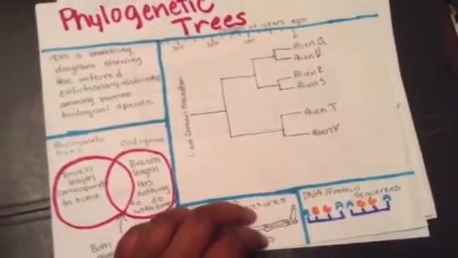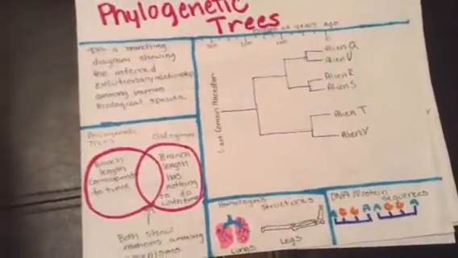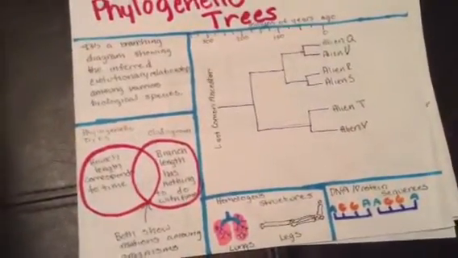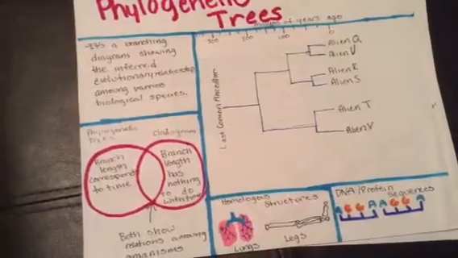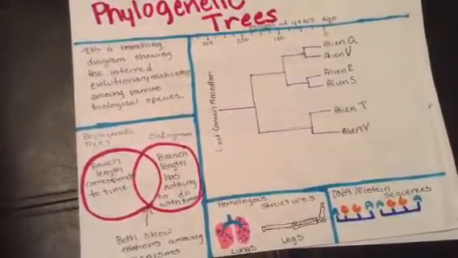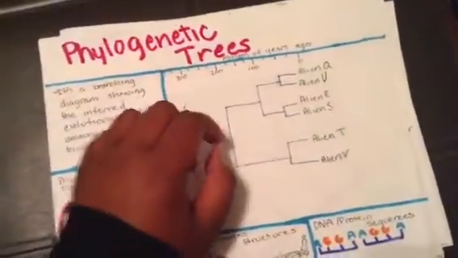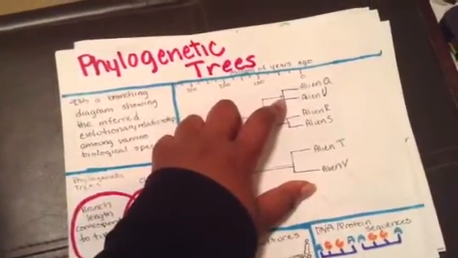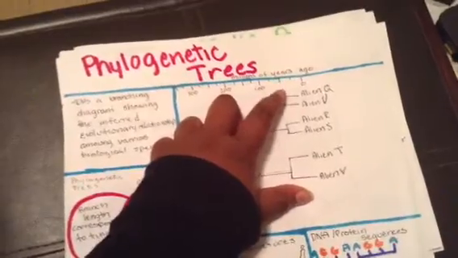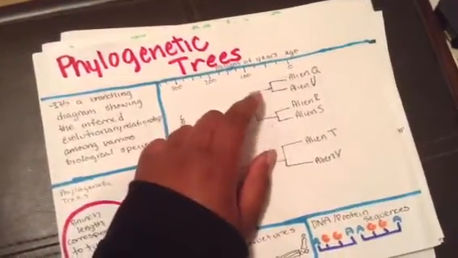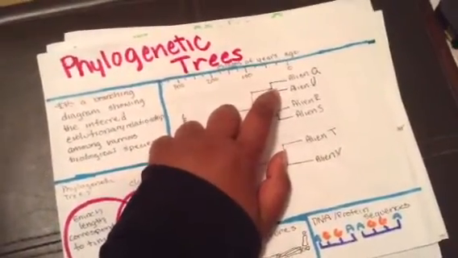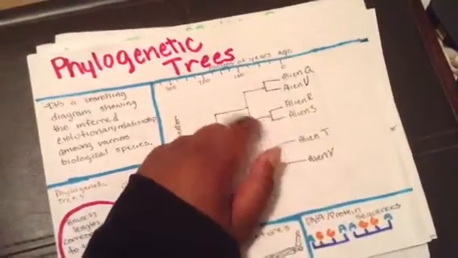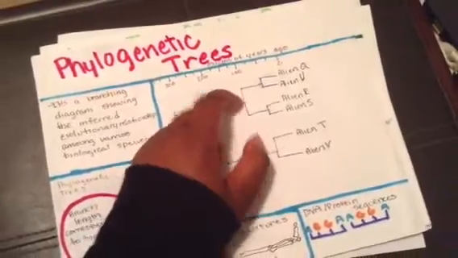In my phylogenetic tree, there are 6 species of aliens: alien Q, V, U, R, S, and T. Alien Q and U are more closely related than Q and S because their last common ancestor was 50 million years ago, and the last common ancestor between alien Q and S was about 100 million years ago.